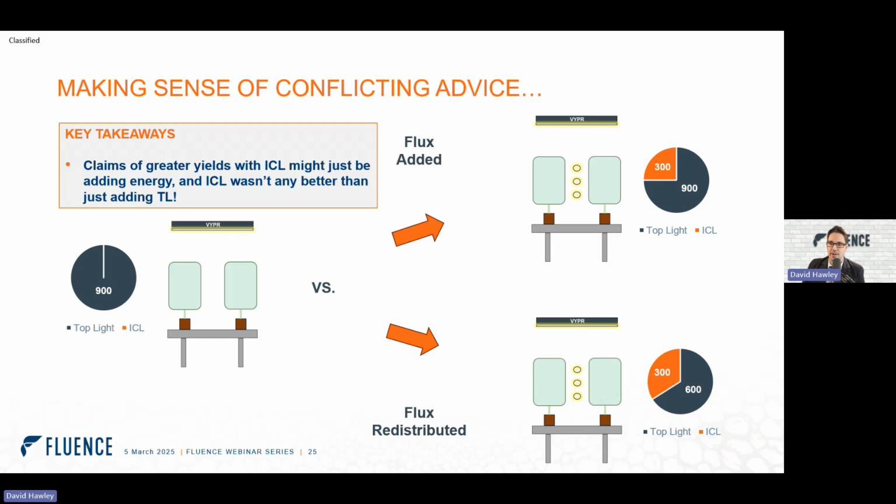And I think that's why when people say, oh yeah, ICL is so great, I think it's just people adding light. And that's fine. Again, if you're in a situation where maybe you already have a sunk cost in top light, maybe you already have some top LEDs you're really happy with, or maybe you're even still using HPS and you're happy with that, but you want to add energy and you don't want to mess with your top light solution right now, you can add intercanopy light. It will increase yield. And that's great. But just understand it isn't some sort of magical thing above and beyond what you would get from just adding top light.